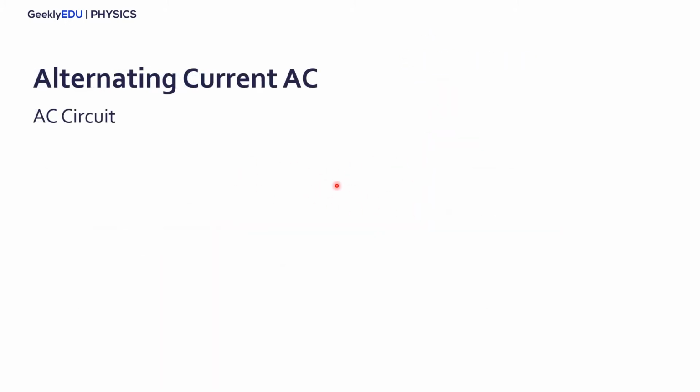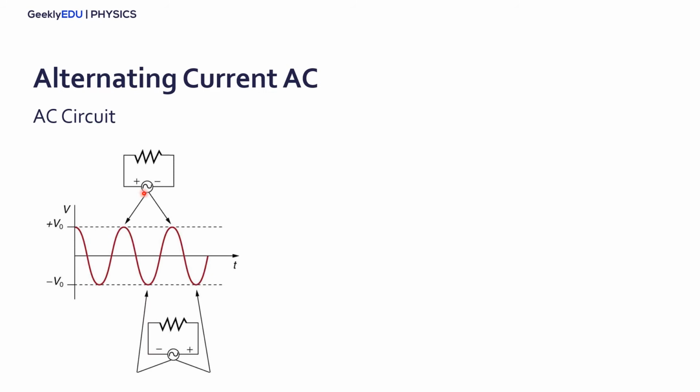Alright, so now let's go to alternating current, the AC circuit. Let's assume a simple circuit with one resistance, and that's what happens with the voltage. See that it varies in a wave format. That's a sine function, actually, and we have two peaks: positive V0 and negative V0.